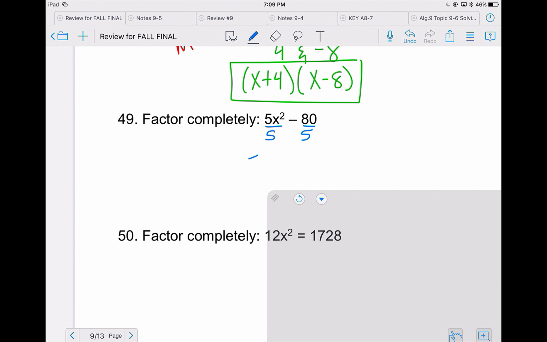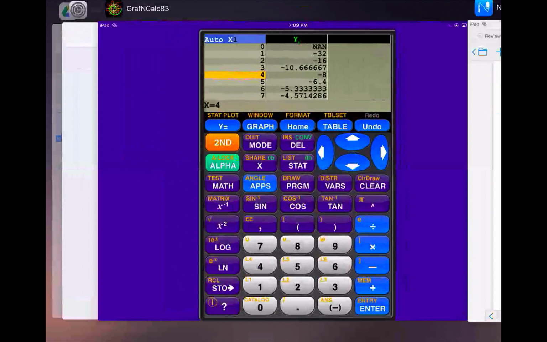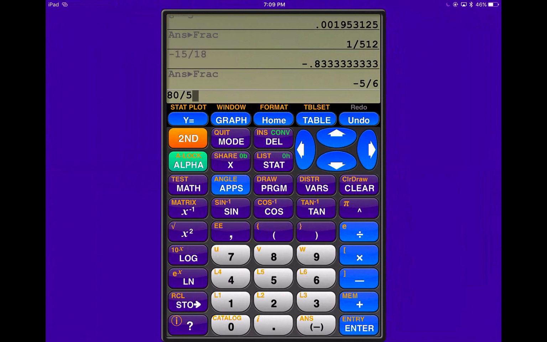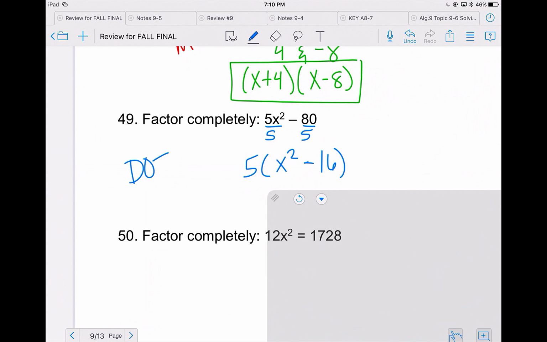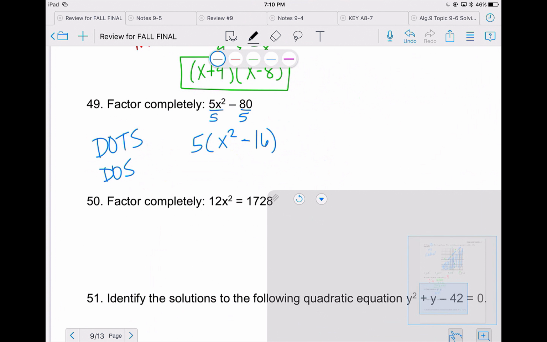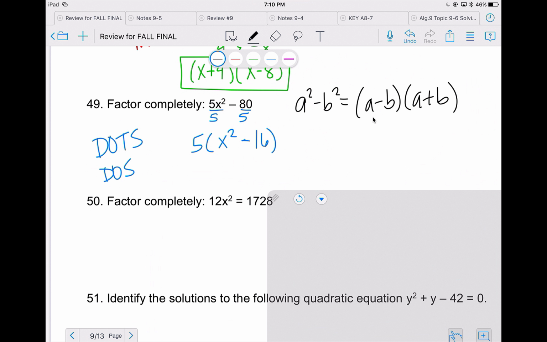50 asked me to factor this one completely. I have a number in front of x squared, so I need to take out the 5. And when I do that, 80 divided by 5 is 16. Now this is a difference of squares. On the formula chart, a difference of squares, a squared minus b squared, it tells you it's a minus b, a plus b. And remember, we started with squareds and we got rid of the squareds. In order to get rid of the squareds, we take the square root. So the square root of x squared is x. The square root of 16 is 4.